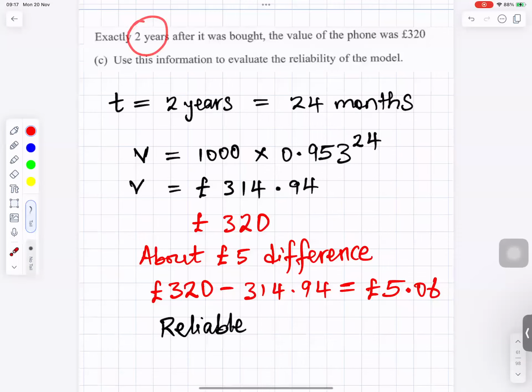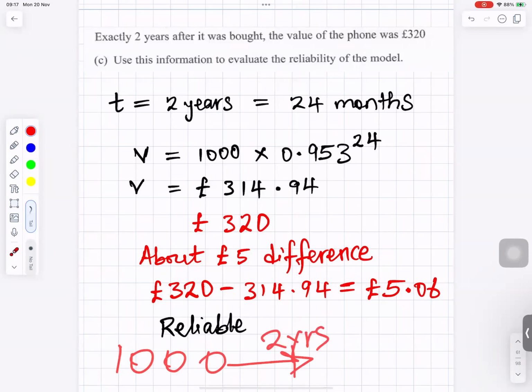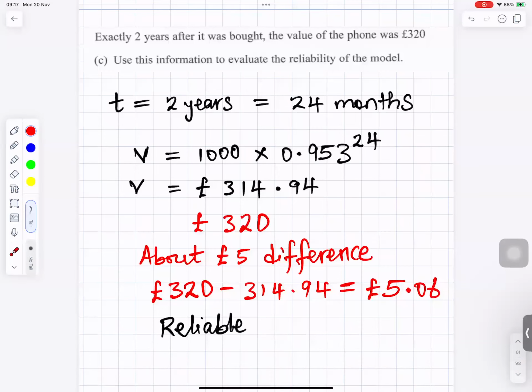Exactly 2 years after it was bought, the phone was 320 pounds. So you buy a phone for 1,000 pounds. After 2 years, the price is 320 pounds. Does that make sense? Is that fair? We use the calculation to see if this model works. 2 years is 24 months, because it's 12 months a year. 12 times 2 gives you 24 months.